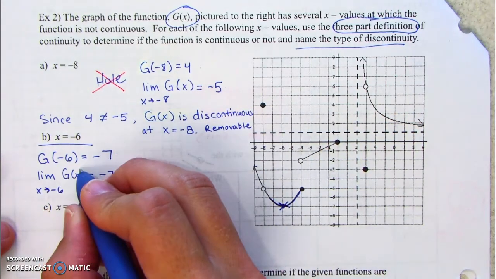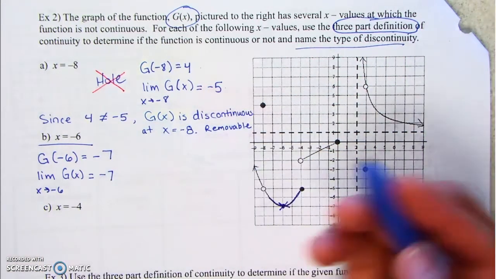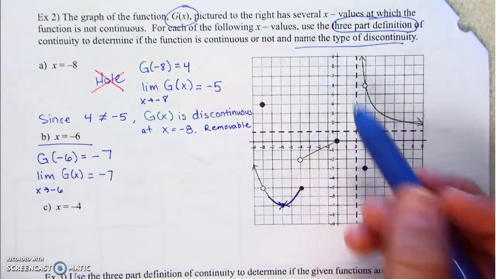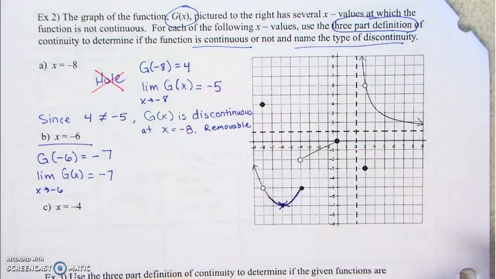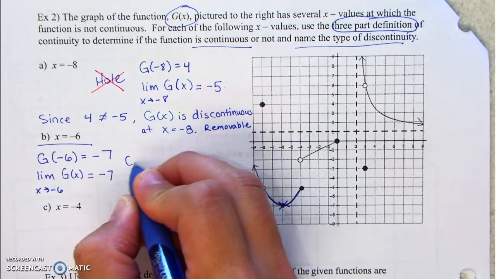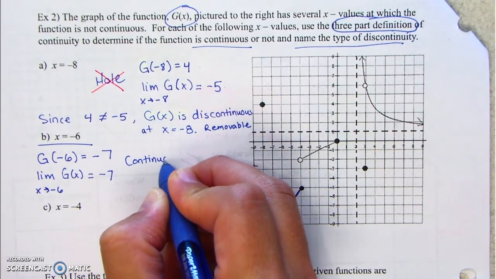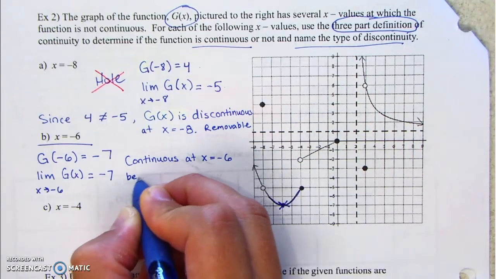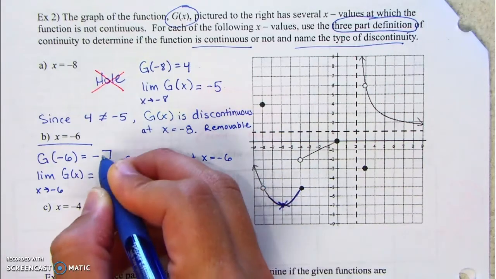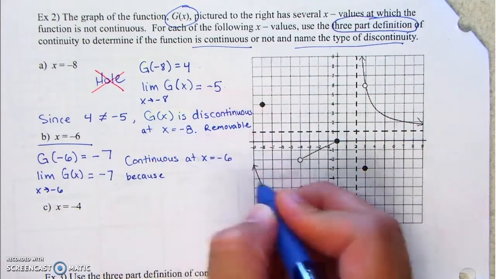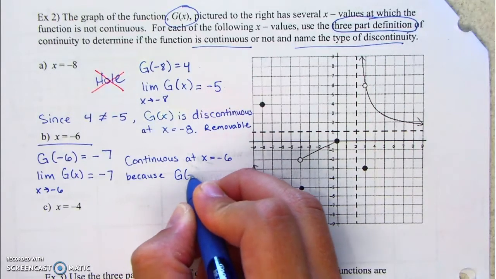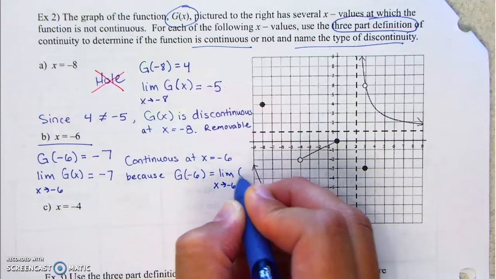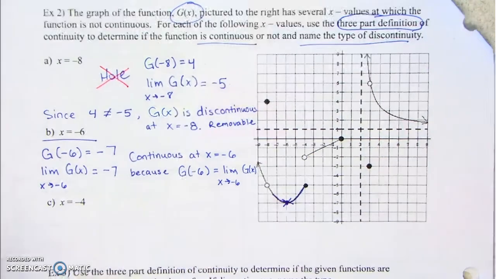Does g of -6 equal the limit? Yes. So all three are true, which means, is this continuous or discontinuous? The function is continuous. Okay, so we're going to say continuous at x equals -6 because we already did the first two statements, so we'll just finish it with the third statement. Because g of -6 equals the limit as x approaches -6 of g. Barely fit in the room there.